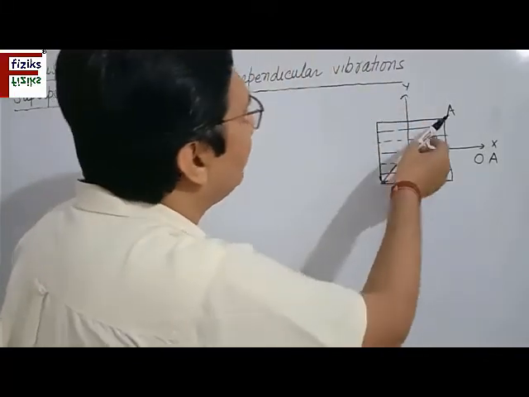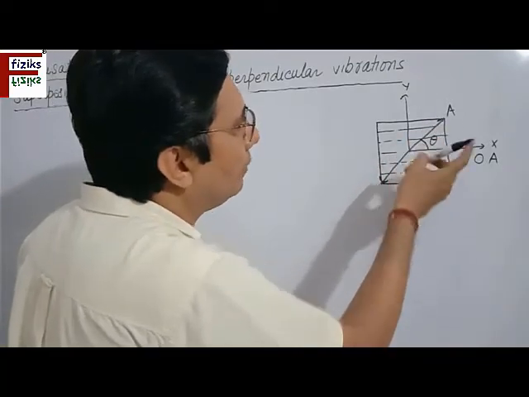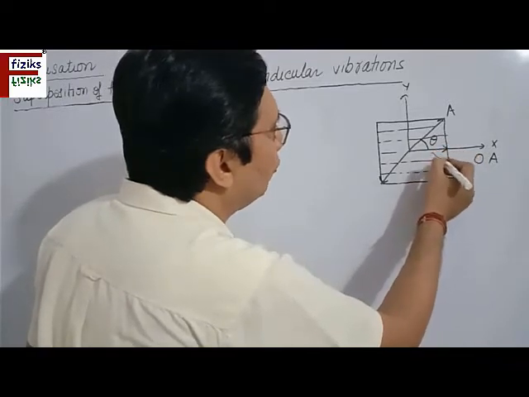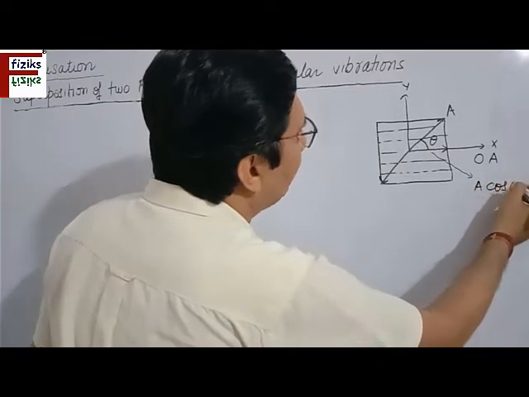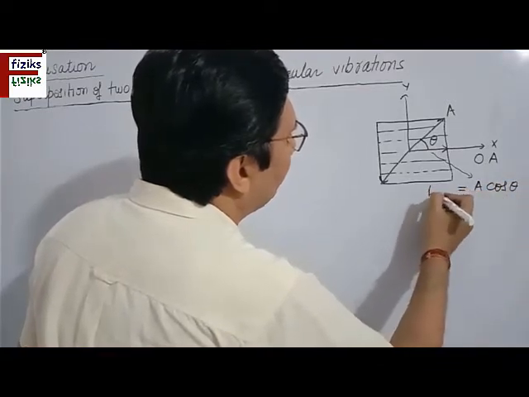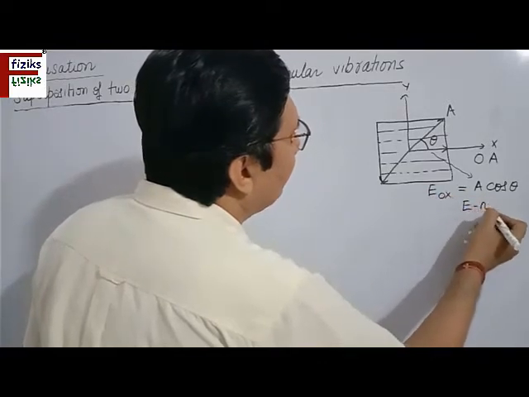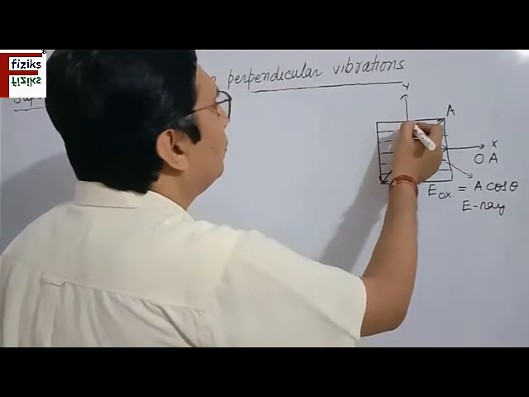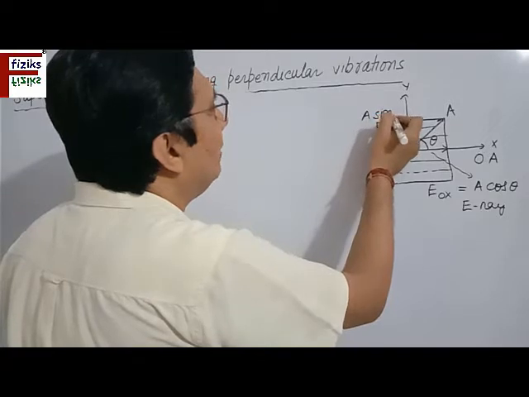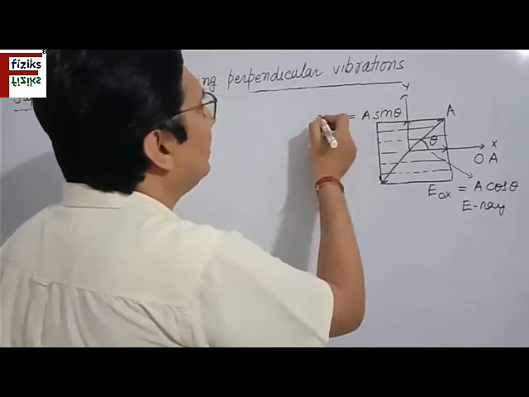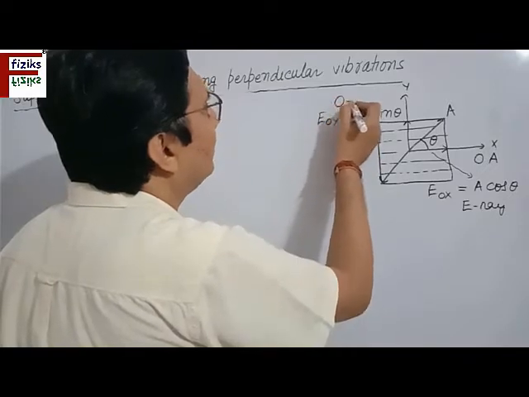Now what happens, this A vector will resolve into two parts, one parallel to optic axis. So here its component will be A cos theta. Suppose this is given as E naught x, and this component will act as E ray. And the component parallel to y will be A sin theta, and we have assumed that this A sin theta is E naught y, and this will act as an O ray.